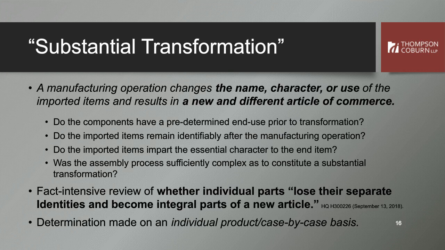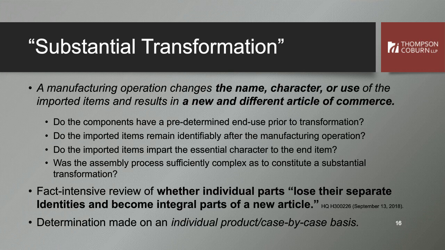So the classic principle associated with substantial transformation is a manufacturing operation that changes the name, character, or use of the imported items and results in a new and different article of commerce in the country of importation. That's from U.S. v. Gibson-Thompson from 1940. So that's been with us for 80 years, and we still have the judge's comment in the previous slide about lack of straightforwardness of this principle. So it's always nice to have a guiding principle, but this one is a potentially large enough definition to drive a truck through, which is why we're spending half of our remaining presentation mostly discussing this.